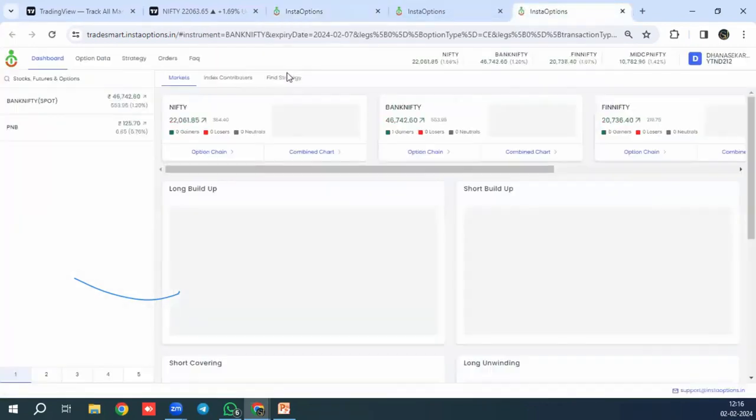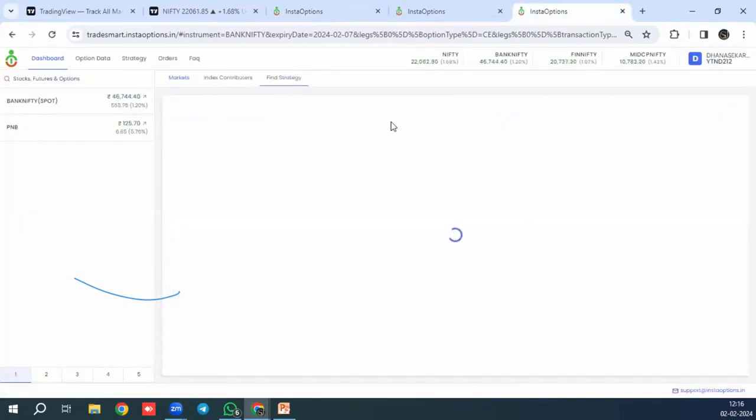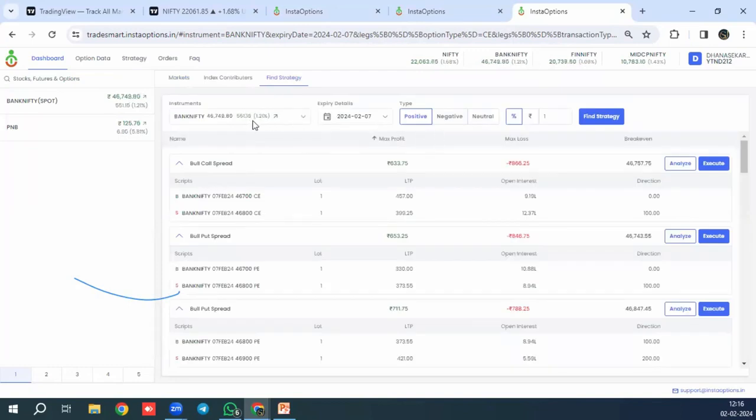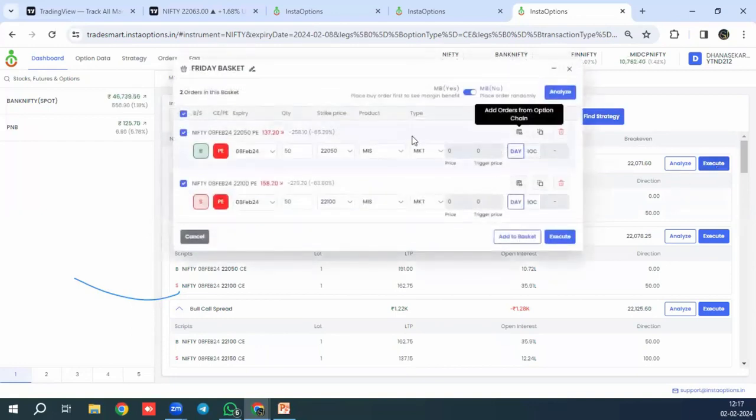here, we can see find strategy. You can go there and our view is positive now. And in Nifty, if we are positive, then we can go to find strategies and we can go and execute the trade. So execution is as simple as that. You just need to click execute here and then execute in live. Okay. As soon as we click this, it is going to execute.